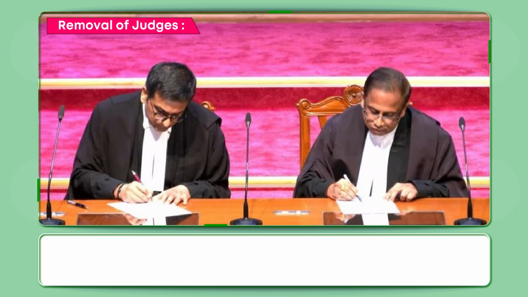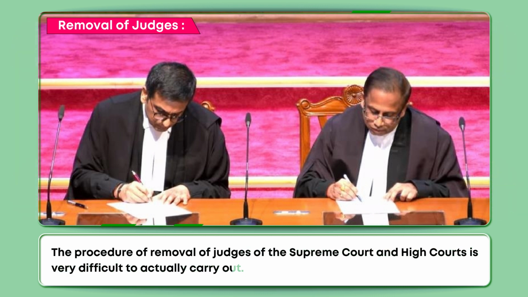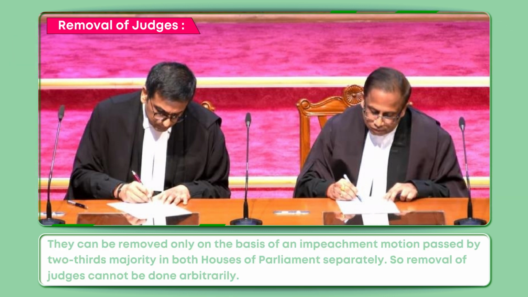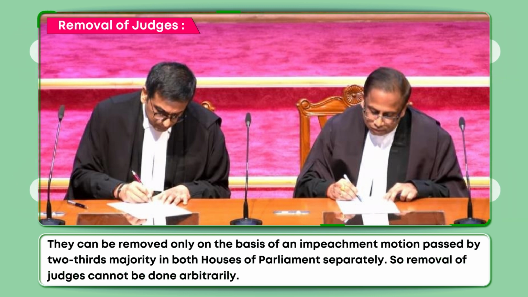Removal of judges. The procedure of removal of judges of the Supreme Court and High Courts is very difficult to actually carry out. They can be removed only on the basis of an impeachment motion passed by two-thirds majority in both houses of Parliament separately. So, removal of judges cannot be done arbitrarily.